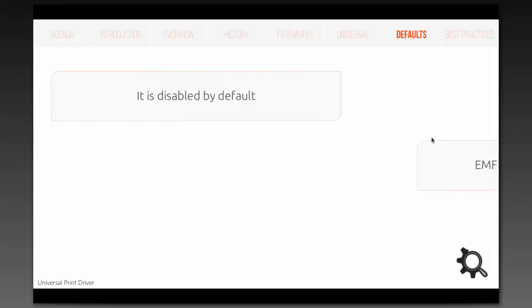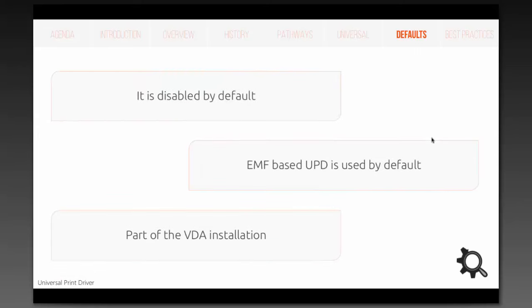And some of the defaults that go with it, and I already mentioned this earlier, it is disabled by default, so you will have to configure the universal print driver usage policy to enable it, and there's also a preference policy that goes with it, in which you can say, for example, always exclusively use the UPD, or just use the UPD when no native drivers are available, for example. And you have a few options in there as well. Now, the EMF-based UPD is the default. This you can change to XPS if you want to, and like I mentioned, it's part of the VDA installation, so no separate install, you just need to enable it.